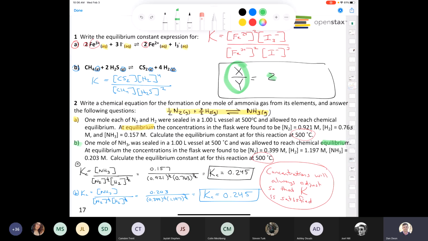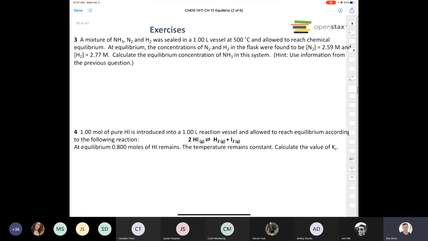Give me a thumbs up if you're like, hey, Mr. Dion, I think I follow you on this concept of equilibrium constant, but I want to solve more problems. All right. Sierra, what you could do is go back and try this problem, multiply everything by 2, for example, and see what you get for a Kc. Well, let's move on and try some more problems.